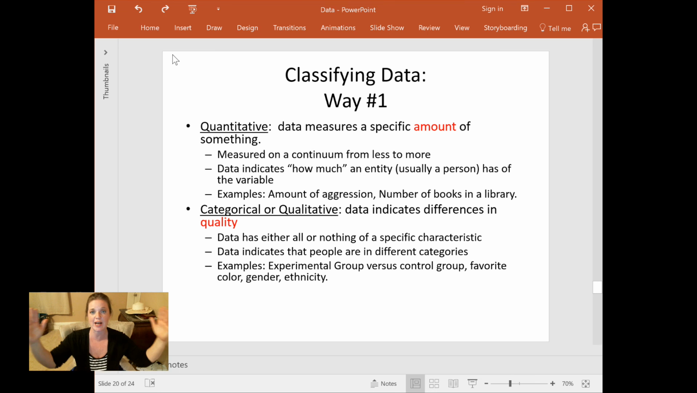Quantitative is where you're measuring an amount of something, more to less, where the question, the variable, is going to generate data about the person that is a number. The person is going to have more or less, right, than somebody else, right? So like the amount of aggression or the number of books somebody has in their library at home. I have hundreds of books. Other people have like 6, right?